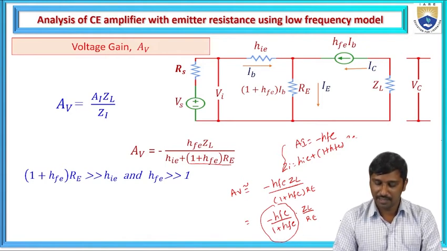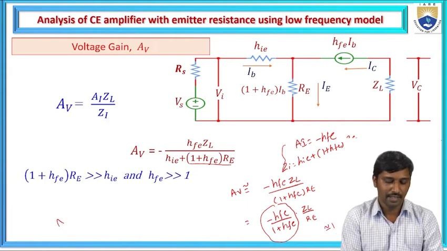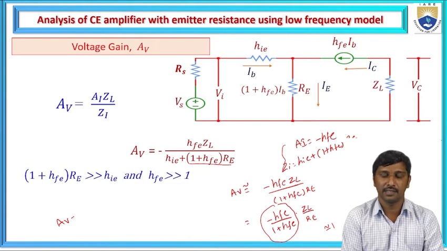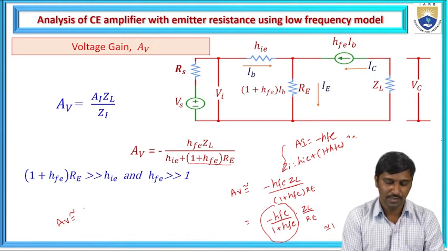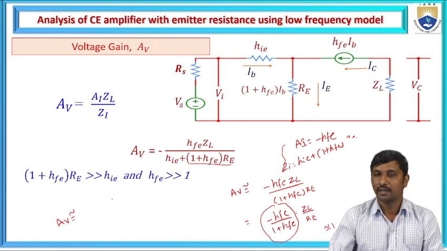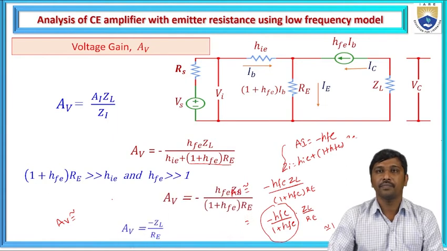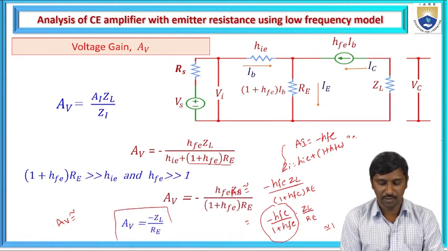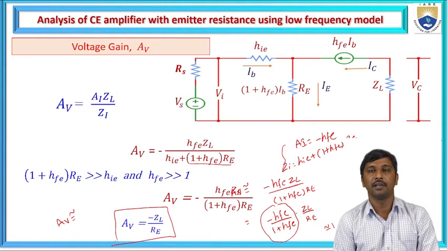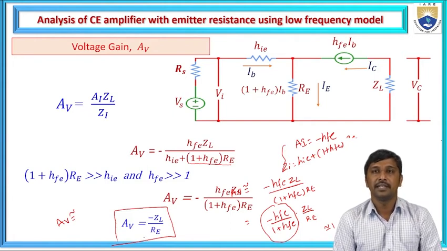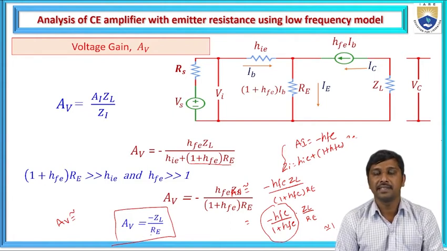This factor we consider approximately equal to unity value. Hence, the voltage gain AV is approximately equal to ZL by RE. So it depends upon the load impedance, and that is how we stabilize this voltage gain with respect to adding the biasing resistance.